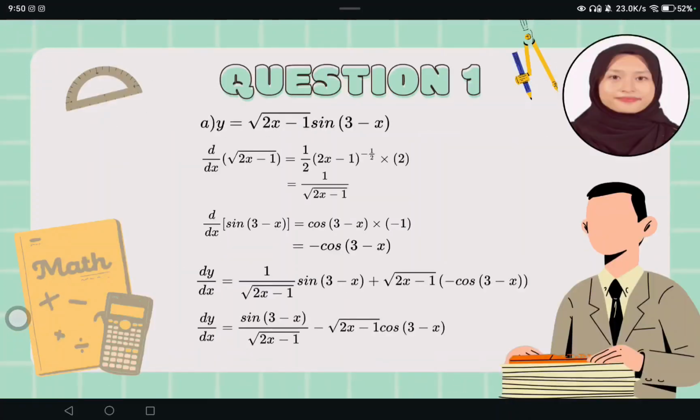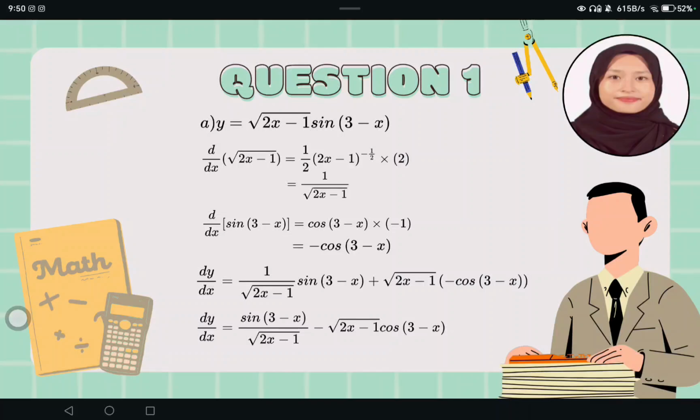For question 1a, y equals the square root of 2x minus 1 times sine of 3 minus x. Here we have a product of two functions, the square root of 2x minus 1 and sine of 3 minus x. So we will need to use the product rule. Using the chain rule, the derivative of the square root of 2x minus 1 is 1 over the square root of 2x minus 1. Next, the derivative of sine of 3 minus x, again using the chain rule, is negative cosine of 3 minus x.